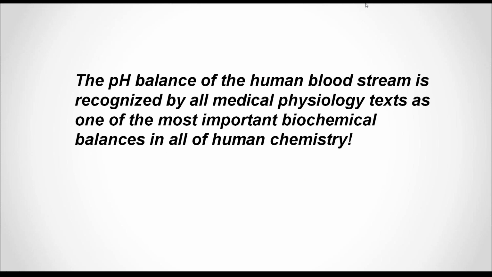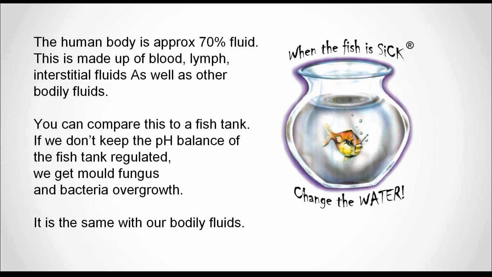The pH balance of the human bloodstream is recognized by all medical physiology texts as one of the most important biochemical balances in all of human chemistry. This is how important pH balancing is. A simple analogy is that the human body is approximately 70% fluid, made up of blood, lymph, interstitial fluids, as well as many other bodily fluids. You can compare this to a fish tank. If we don't keep the pH balance of the fish tank regulated, we start to get mould, fungus and bacteria overgrowth, all those black slimy things on the side of the fish tank. It's the same with our bodily fluid.